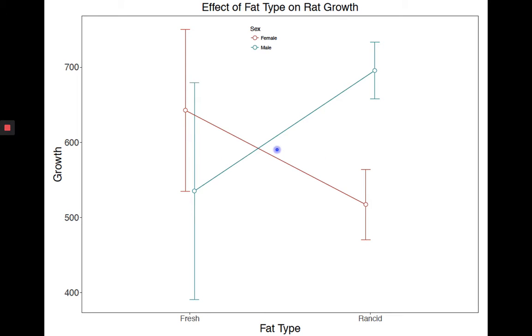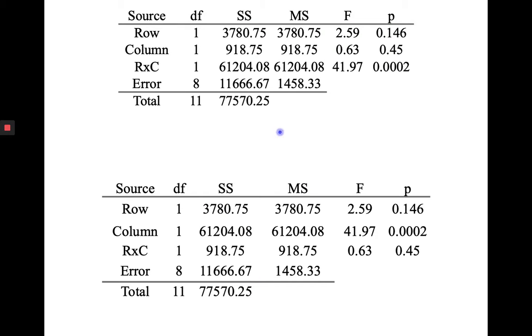And in the same way, there's no difference between male and female, because the average of male under fresh with male under rancid is somewhere in the middle, and the average of female under fresh and female being fed rancid is somewhere in the middle. So there's not an independent effect of sex. So when we look at the row effect, which is sex, it is not significant. When we look at the column effect, which is fat type, it is not significant, but it's the interaction that is significant.